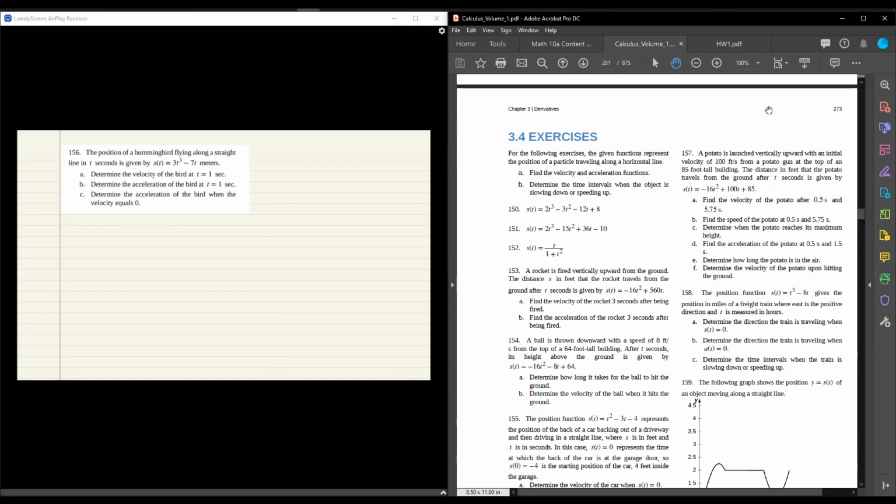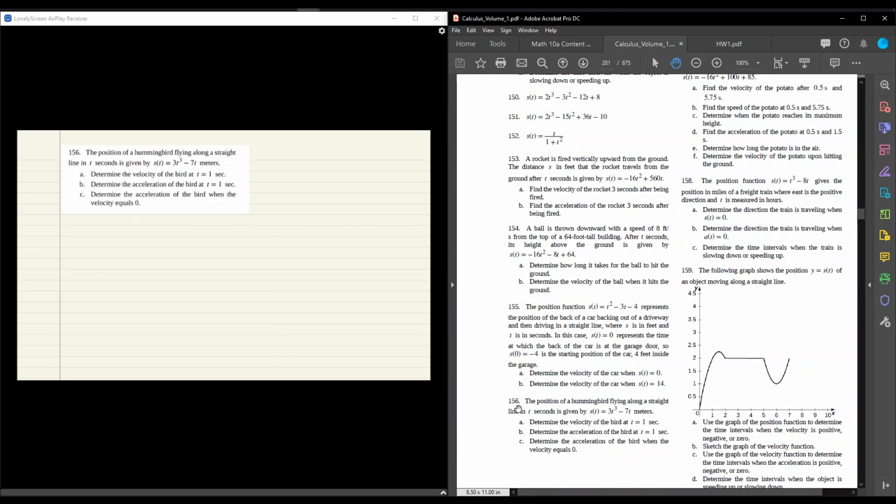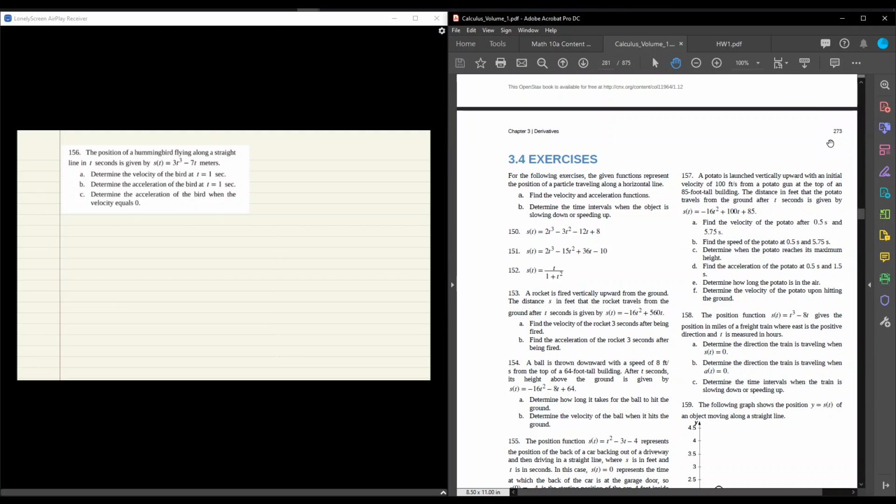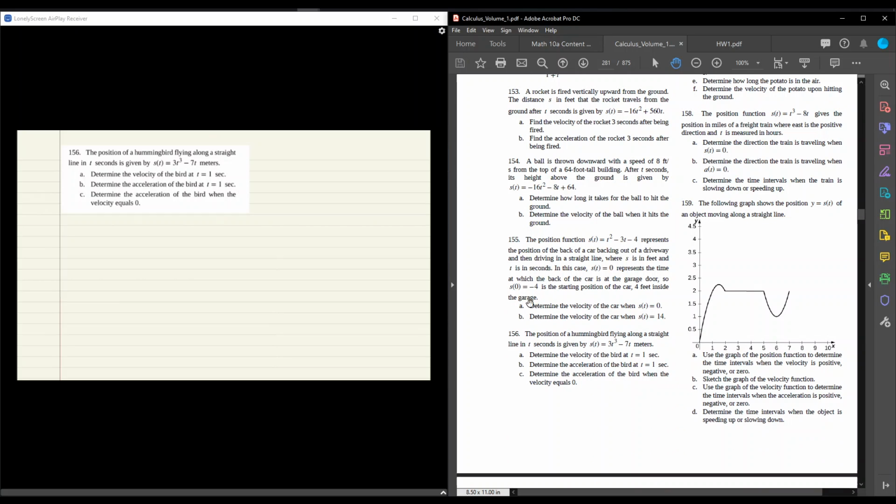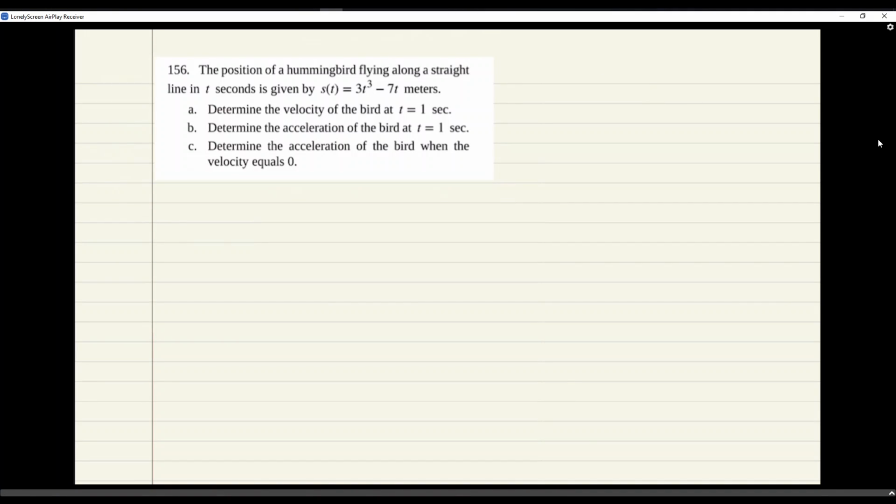We are looking at the exercise of section 3.4 and specifically question 156 on page 273. So in this question, we are given a position function for a hummingbird flying in a straight line, and we are asked to determine the velocity and acceleration of the bird at t=1 second, and also find the acceleration of the bird when the velocity is 0. So let's do this. I have already copied the question over to my page.